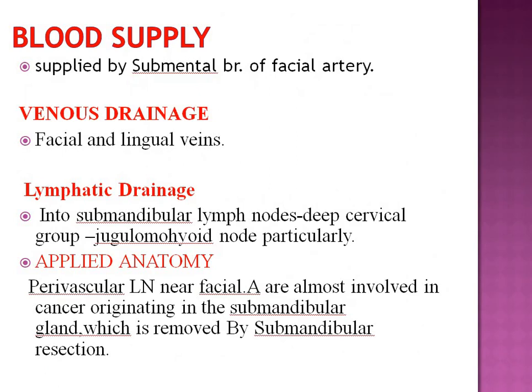If you talk about the blood supply, it is supplied by the submental branch of the facial artery. The venous drainage is by the facial and the lingual veins. Lymphatic drainage is into the submandibular lymph nodes, deep cervical group, and the jugulo-omohyoid nodes particularly. Applied anatomy: the perivascular lymph nodes near the facial artery are almost always involved in a cancer originating in the submandibular gland, which is removed by submandibular dissection.